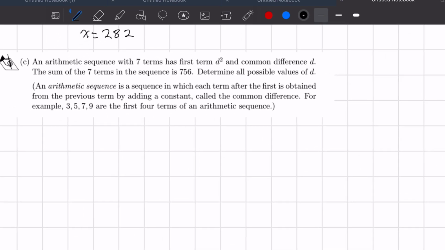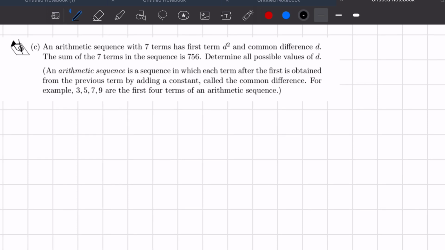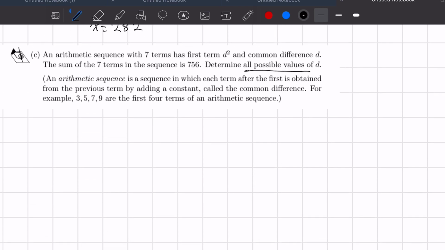So moving on to the final part for question number 3. The question is saying an arithmetic sequence with 7 terms has first term d squared and common difference d. The sum of the 7 terms in the sequence is 756. Determine all possible values of d. So here you can solve the question if you know the formulas, but you don't have to know the formulas. You could just add each term one by one, but that would take some time. So I recommend memorizing the arithmetic and geometric series formulas.